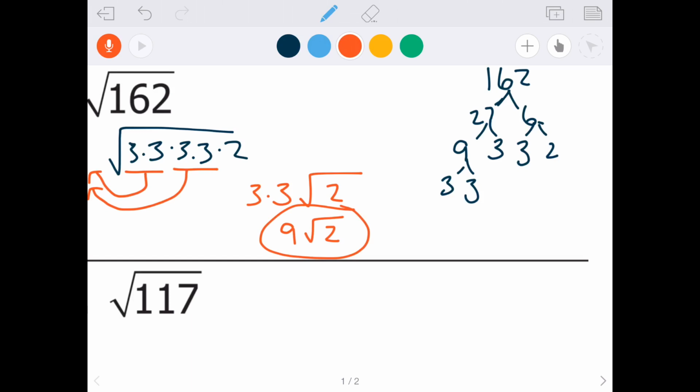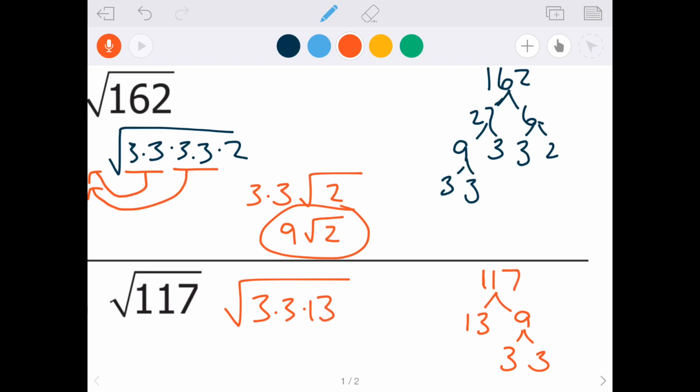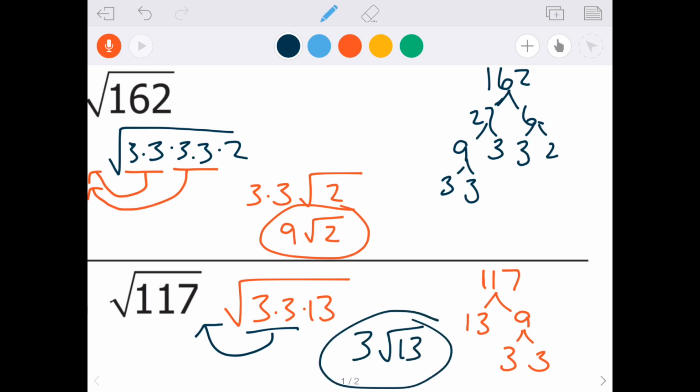Let's try another one. 117. 117 can be broken down into 13 times 9. 13 is a prime number, so that's not going to break down, but 9 can be broken down into 3 times 3. So now that I have my factors, I'm going to rewrite them. It doesn't matter the order you put them in underneath the radical. I just like to group them so I can see my pairs, so that's why I put the 3's next to each other. So I have a pair of 3's, and again, 3 times 3 is 9. So the square root of 9 is 3. I'm going to actually bring the 3 out front. And what's left is 3 times the square root of 13.